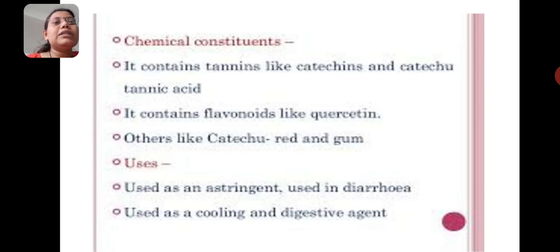So it contains important chemical constituents. First one is catechin, catechutannic acid. It also contains flavonoid like quercetin, and catechu red and gum. These are other constituents which are present in our pale catechu. It is used as an astringent drug. Externally it can be used, and it is also used in the treatment of diarrhea and as a cooling as well as digestive agent.